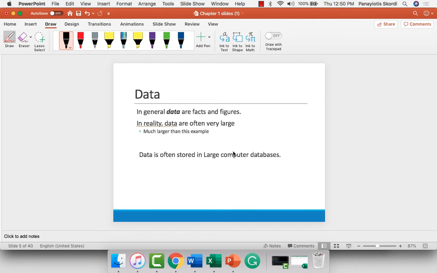But data doesn't have to be just numbers. Earlier I just said watching this video, you're gathering information from it. So any facts or figures are data. And here there's a note of how large data can actually get. Data can become immensely large.